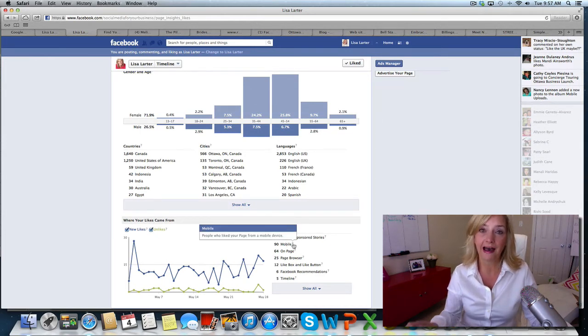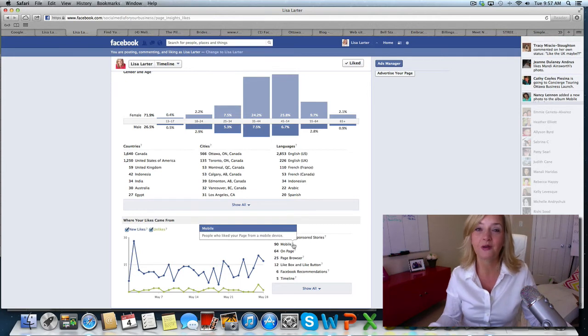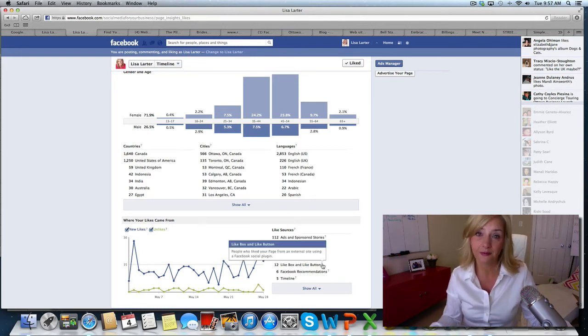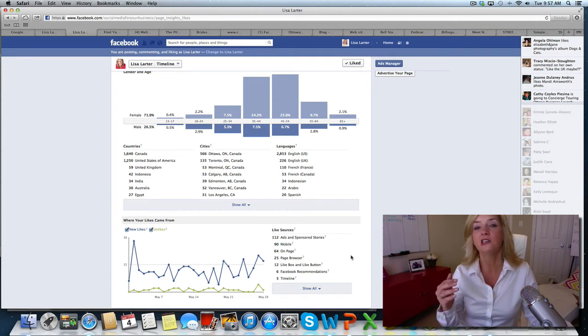90 came from mobile. Don't underestimate the number of people who are liking your page via mobile these days. Mobile is really, really gaining in popularity. 64 came from the page itself, 25 came from a page browser, 12 came from the like box on my website, so you can actually find out how things are working.